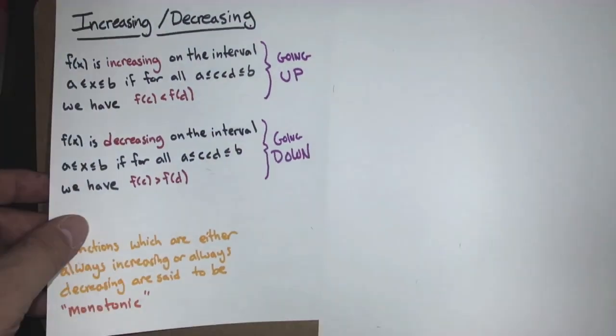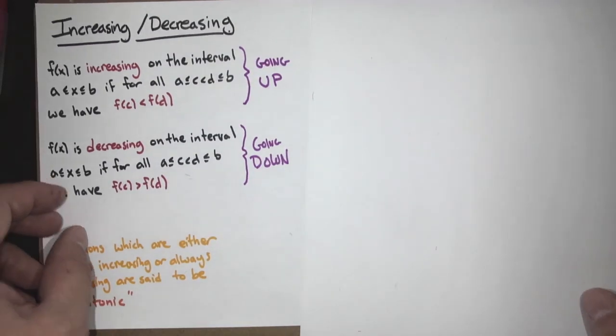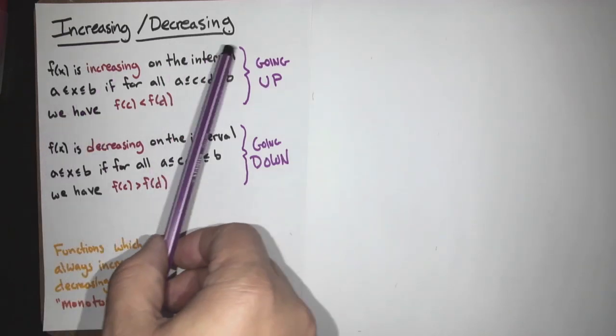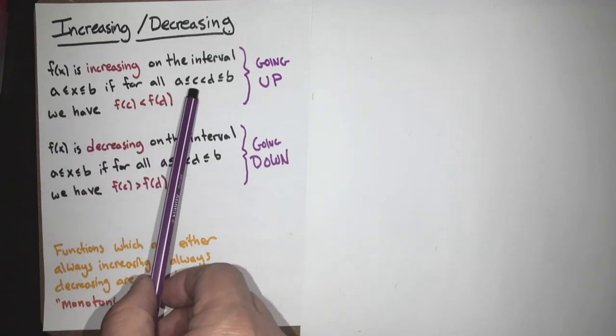Okay, so what's the goal for today? Well, we want to talk about the notion of increasing and decreasing. So, we'll start there. What does it mean to say we're increasing? Well, increasing means we're going up. The function is going up. And so there's this sort of formal definition, but you should just say, I'm going up. That's increasing.